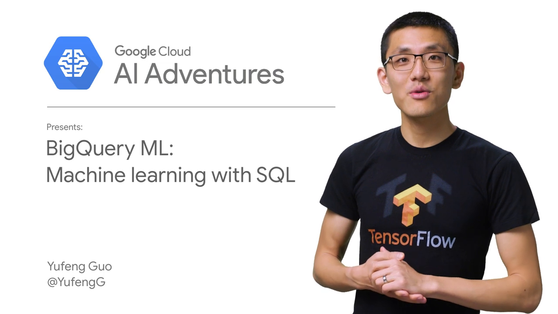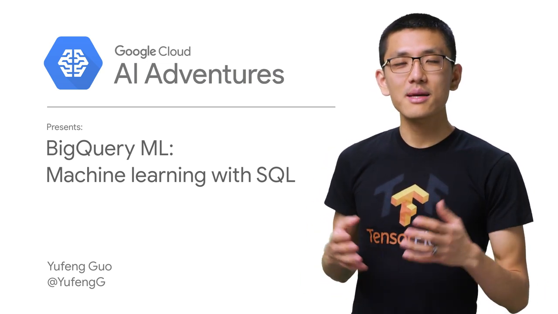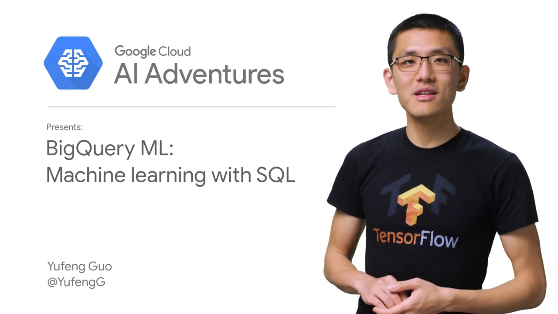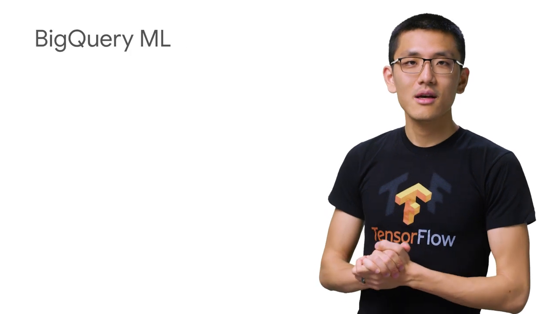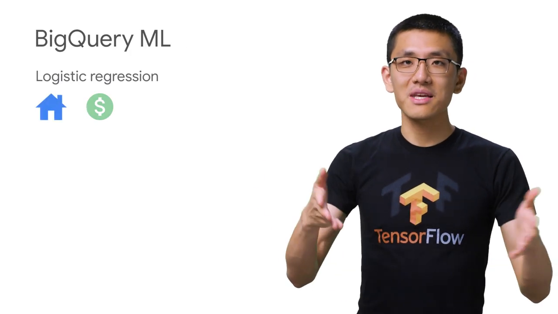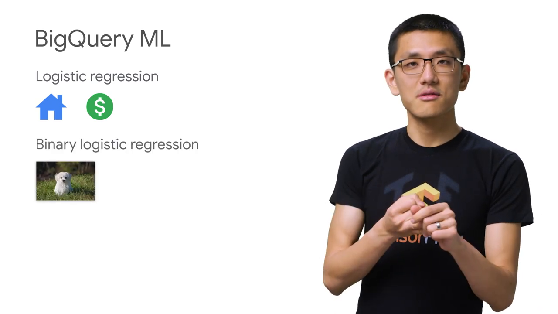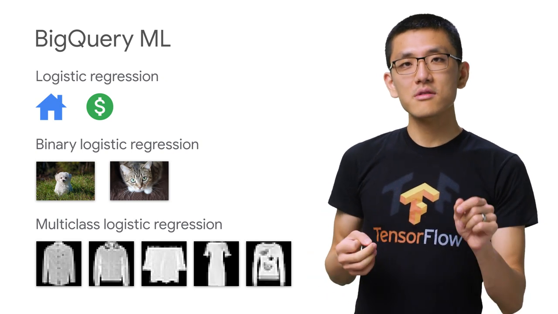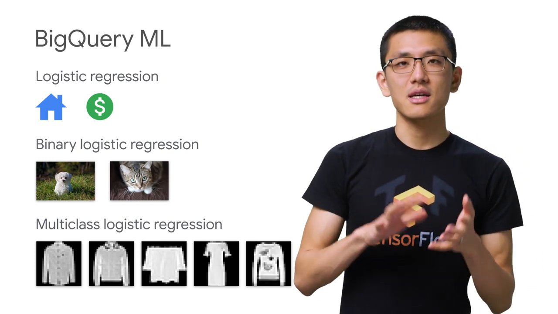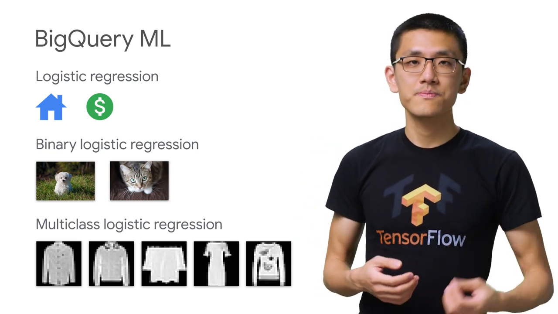My name is Yufeng Guo, and on this episode, we're going to try out BigQuery ML, which enables you to create and execute machine learning models in BigQuery using standard SQL queries. Currently, BigQuery ML, or BQML for short, supports linear regression, binary logistic regression, and multi-class logistic regression. Linear regressions are models which predict a numerical value, like an insurance premium or a home value.